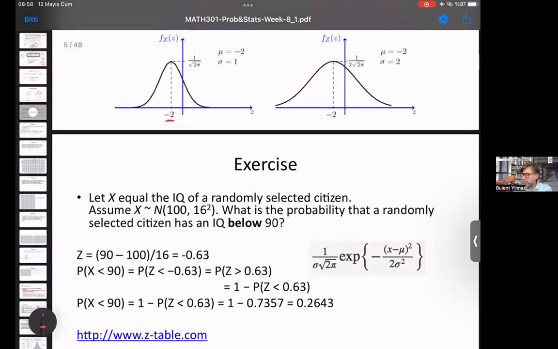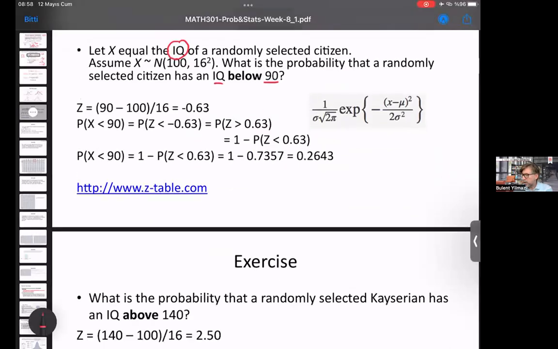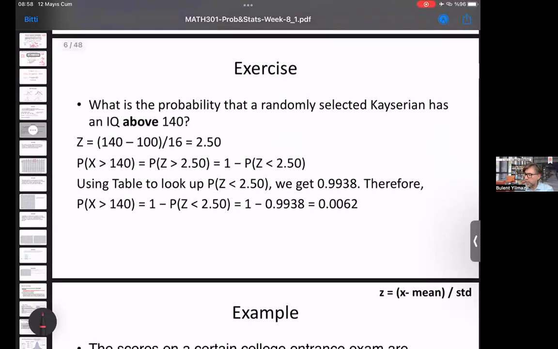We did one example of IQ last week. The probability of someone having an IQ below 90. I'm going to explain this in the coming slides, so I don't want to spend time right now because we did that last week. And then we will also be able to find the probability of any randomly selected person having an IQ above 140. You see it is very, very low.